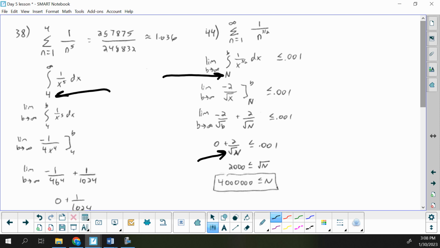The 0.001, if you divide that over, that's like multiplying by 1,000, so we get 2,000 on the left. And then when you get n by itself, we would need n to be greater than or equal to 4 million. So you'd have to go out 4 million terms in order to ensure that you're within 0.001 of the infinite sum.